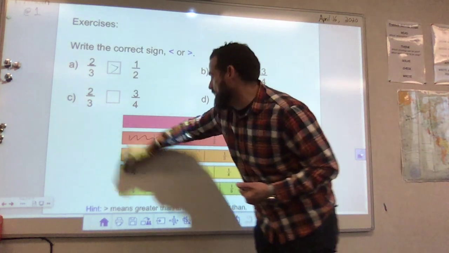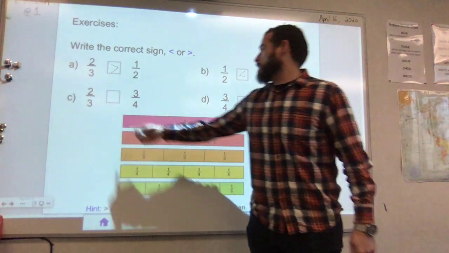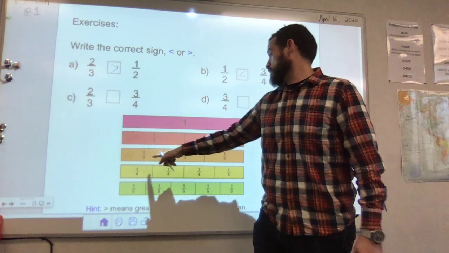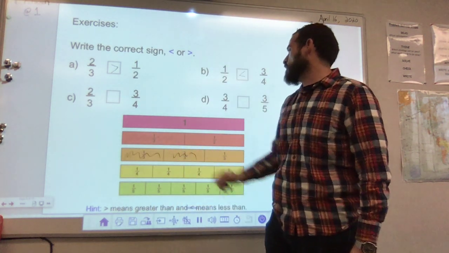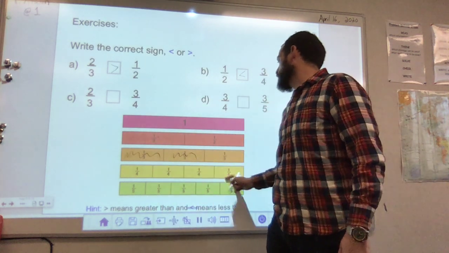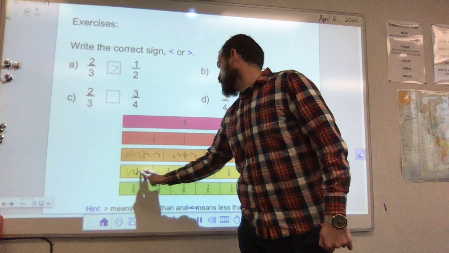Moving on to C, 2/3 and 3/4. So I look at my denominator. Here's my thirds, 1, 2, 3. 2 of them are colored in. Then 3/4. 1, 2, 3, 4. 3 of them because of the numerator. 1, 2, 3. 3/4. 2/3. Looking here, we've got more of that filled in. So 3/4 is greater than 2/3.